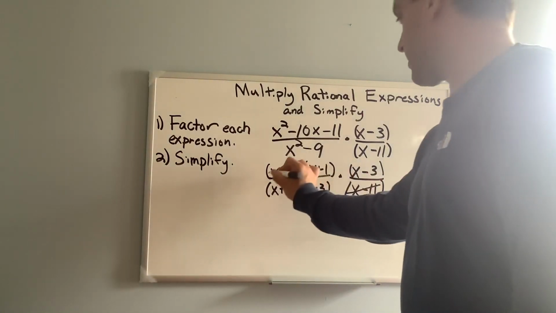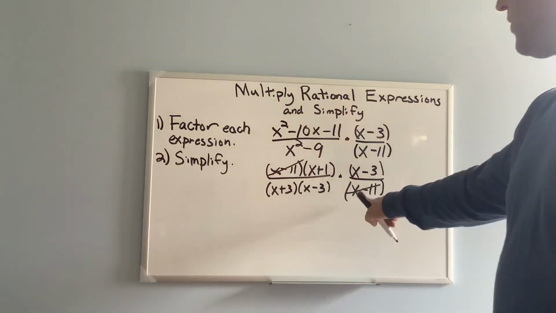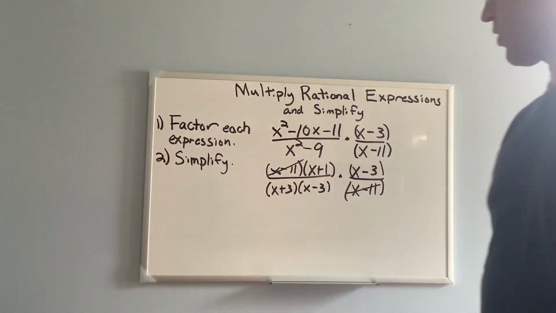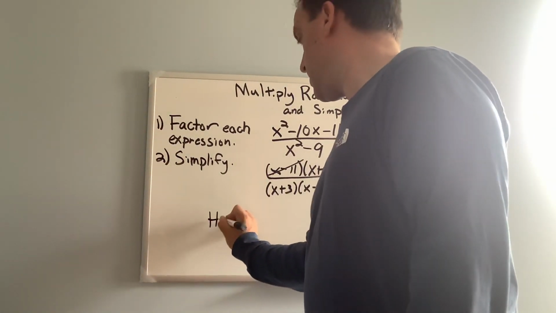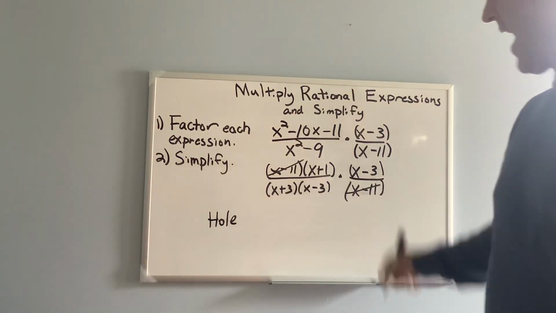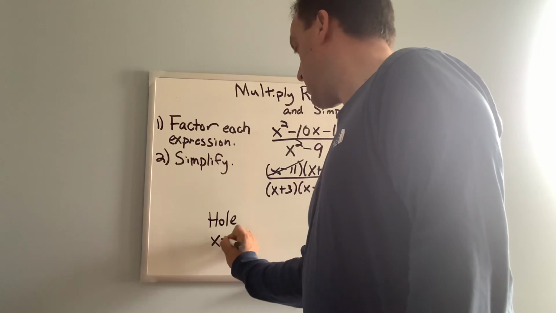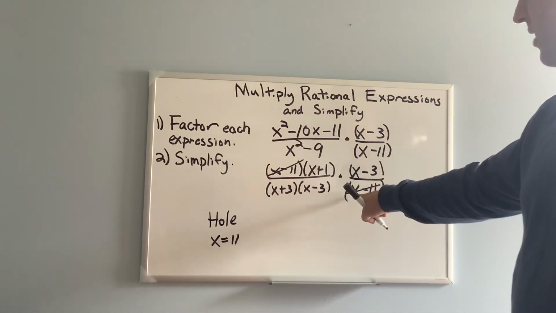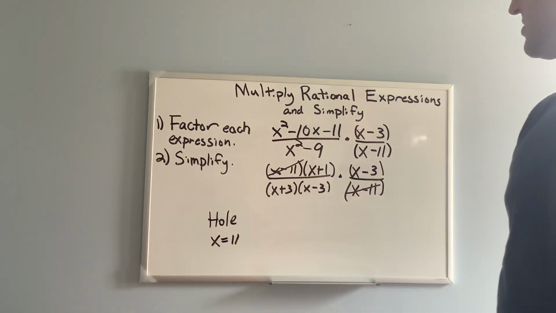So x minus 11 crosses out. And if you cross one out of the numerator and the denominator, that creates a hole on the graph. So I'm just going to write that down. This is a hole, and we have a hole at x is equal to 11, because the denominator can't be 0. If I plug in 11 for x, 11 minus 11 is 0.